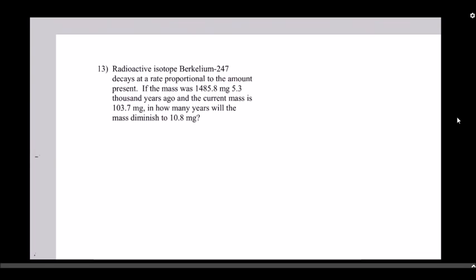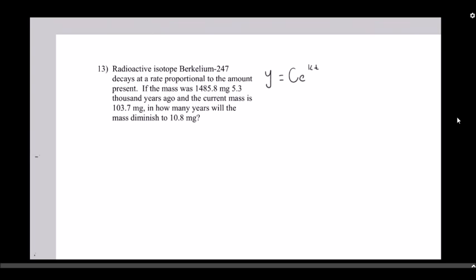All right, number 13. Same as before, this phrase here, that it decays at a rate proportional to the amount remaining, means it can be modeled by this function. So in how many years is the question? In how many years is a measurement of time? So we're going to be solving for time in this. We haven't been given a relative growth rate k. So much like question 11, we've got to solve for that first.